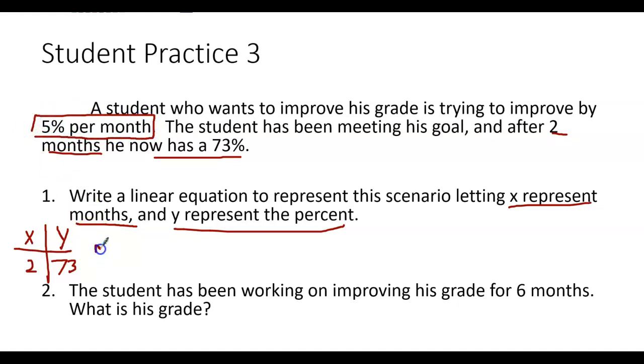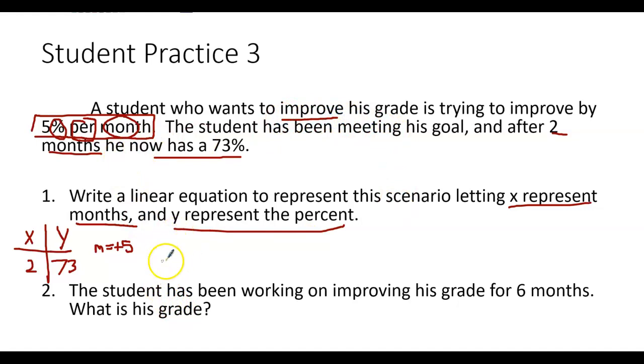This is the other number. This is our slope. How do I know this is the slope? Because of that word per, or it could be every. 5% per month. So my slope is 5. But is it positive or negative? It says a student who wants to improve his grade is trying to improve by 5% per month. So if his grade is improving at 5% per month, would that be plus or minus? Well, that's going to be a plus. It's a positive. That's going to be a positive 5 because his grade is improving.